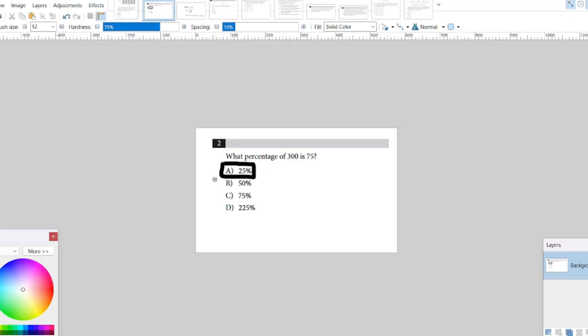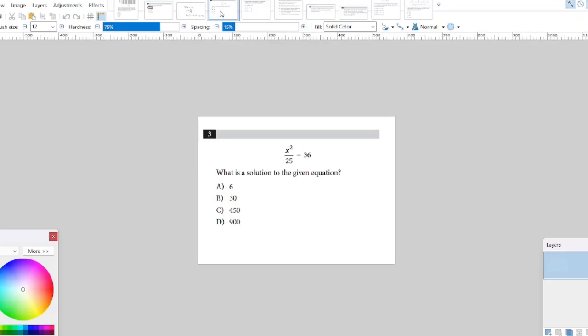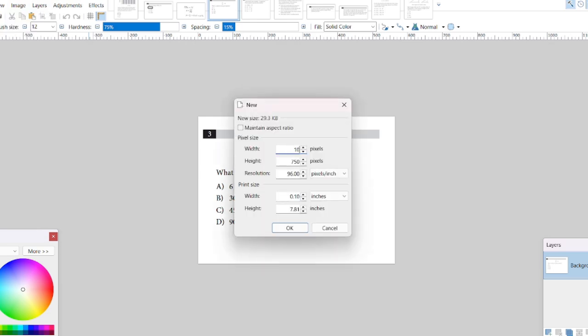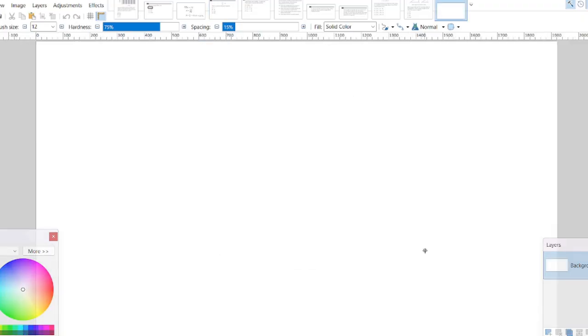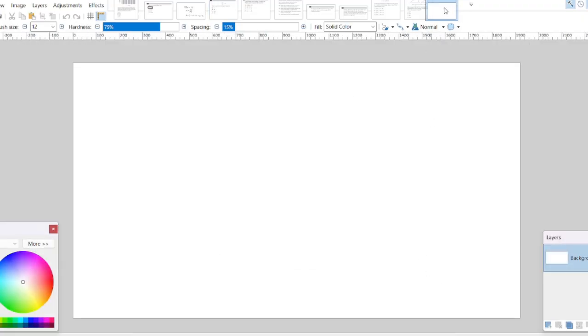All right. Okay, let's move on to question number 3. What is a solution to the given equation? Now, the fact that they say a solution instead of the solution is actually quite important here, but we'll see that in just a moment. So let's go ahead and make another page here for stuff to write on. And we'll go ahead and shrink that page down and bring it over here.